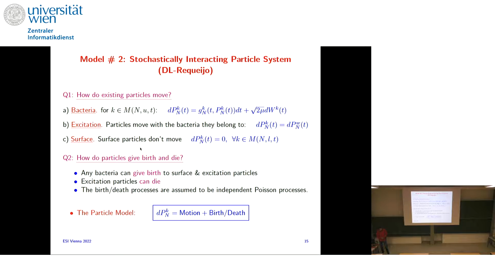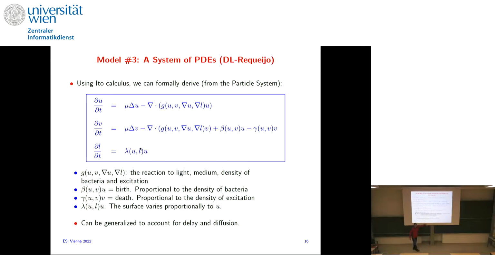Now you can do various things. You can write a particle model where you describe the motion and birth and death. You can take the continuum limit and you'll get PDEs. These PDEs are basically the continuum limit of the initial stochastic system that I showed you, where the structure is quite obvious. What you get is three equations: one for the bacteria, the other for the excitation, and the third for the surface.